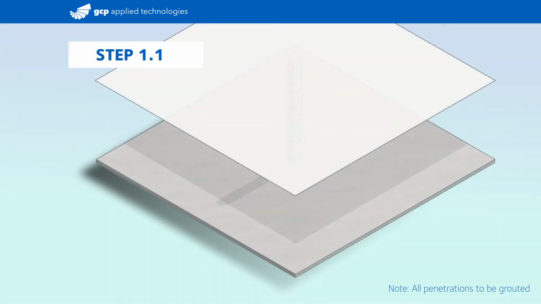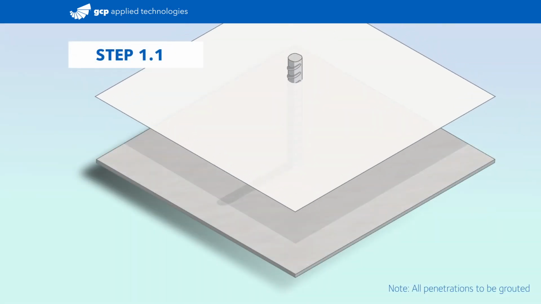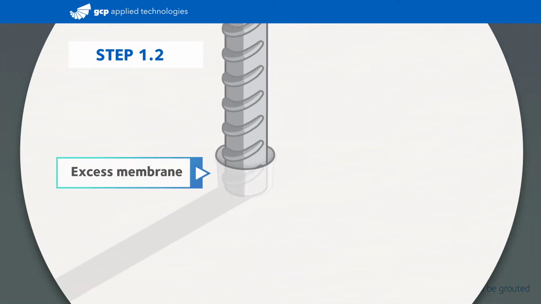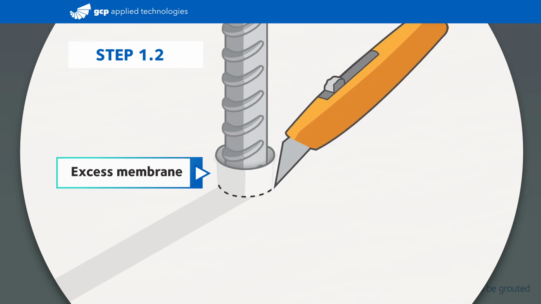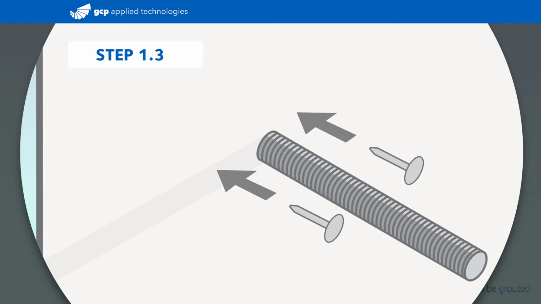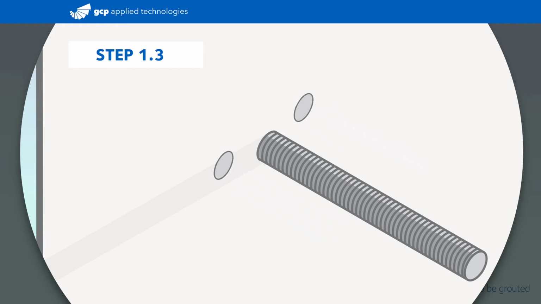Begin by cutting the Preprufe membrane to within a half inch of the penetration, ensuring it isn't riding up the penetration. If the membrane is riding up the penetration, trim the excess. If working on a vertical substrate, apply fasteners, typically two small-headed nails or staples, a maximum of 1 inch from the penetration, to keep the Preprufe membrane tight to the substrate.